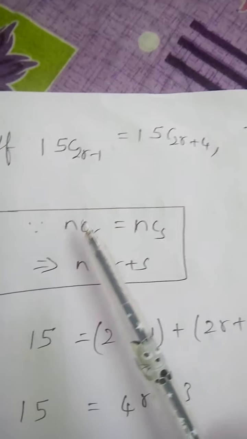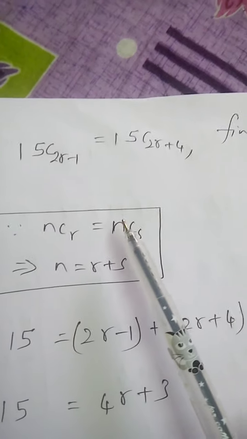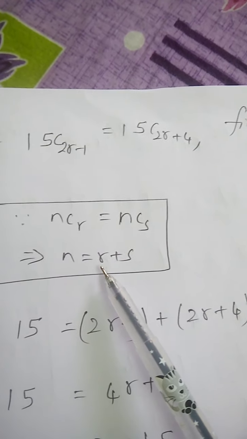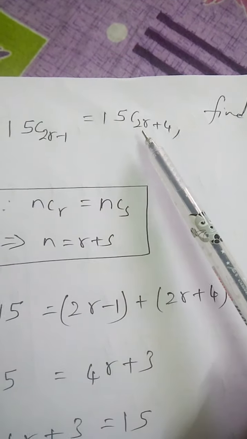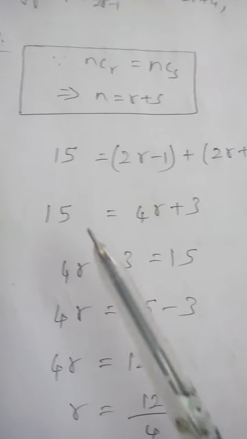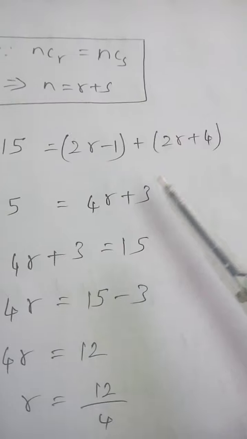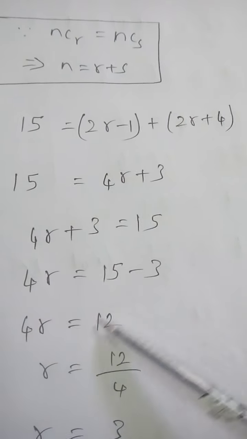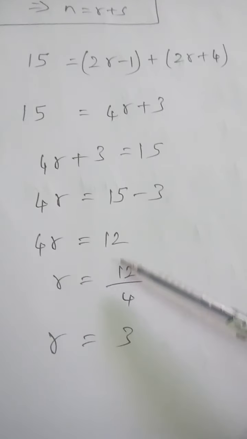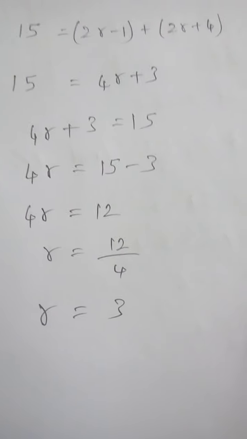Next, if 15C(2r minus 1) is equal to 15C(2r plus 4), find r. We know the formula that if nCr is equal to nCs, then n is equal to r plus s. So here n is 15. So 15 is equal to 2r minus 1 plus 2r plus 4. So 15 is equal to 4r plus 3. So 4r plus 3 is 15. 4r is equal to 15 minus 3. 4r is equal to 12. r is equal to 12 by 4. That is r is equal to 3.